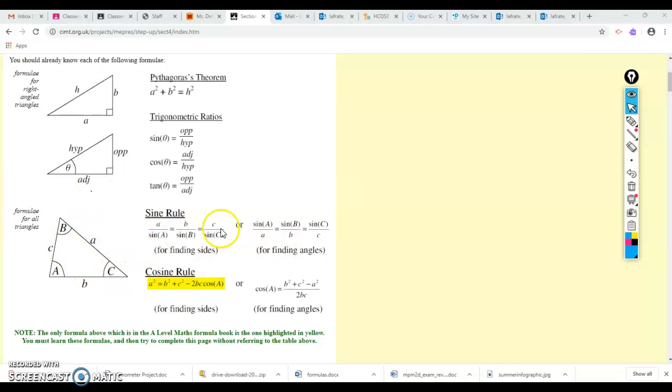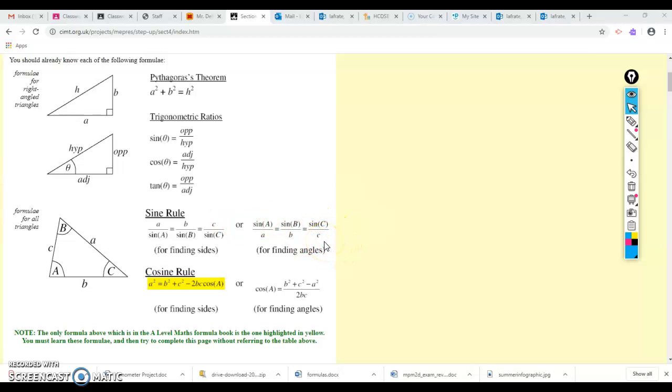So for the sine rule, there's two variations of the formula. You could write down the sides on top and the sine of the angles at the bottom if you're looking for sides, and then the sine of the angles on top and side lengths at the bottom if you're looking for angles. And of course you have to do your inverse sine if you want to find the angle at the end. You just have to be consistent with what you're choosing.